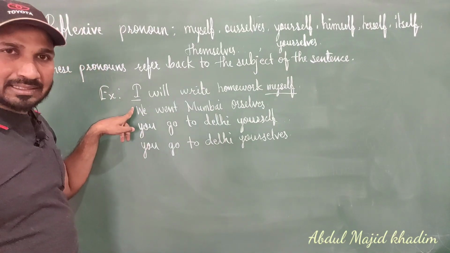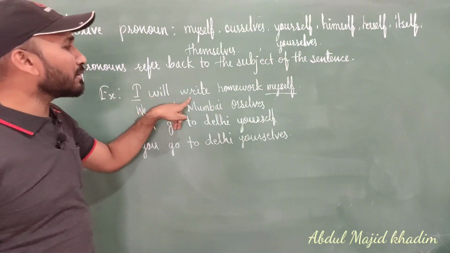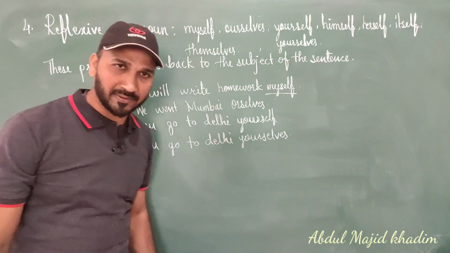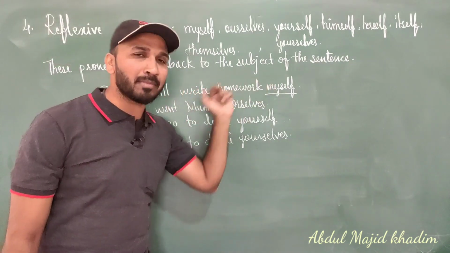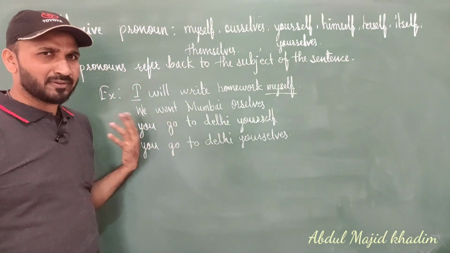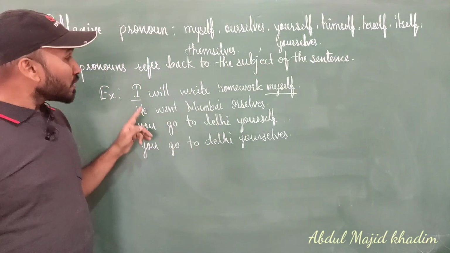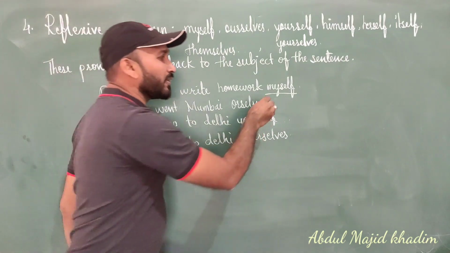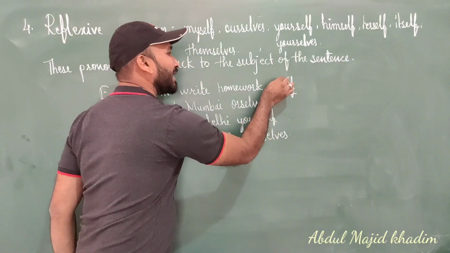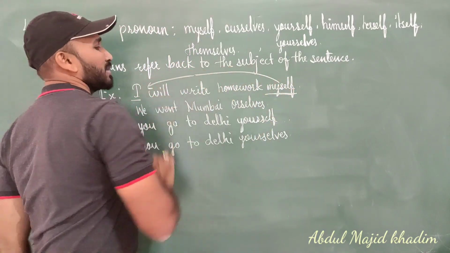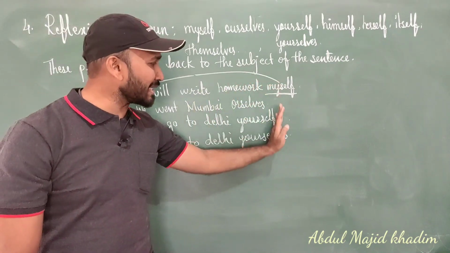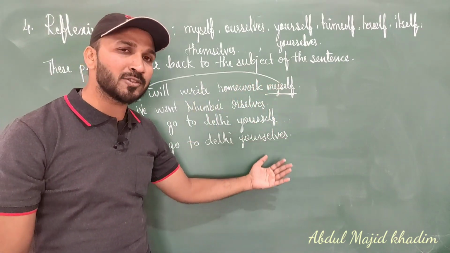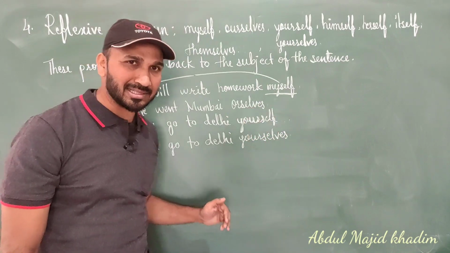So what is the sentence? I will write homework myself. What is the sentence saying? I'll write homework, it is said. So here myself is at the end of the sentence, but it is referring back to the subject. And these selves are always used at the end of the sentence.